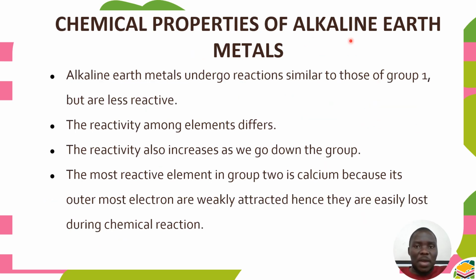Chemical properties of alkaline earth metals. Alkaline earth metals undergo reactions similar to group 1, but are less reactive. Their reactivity among elements differs as well. The reactivity also increases as we go down the group, with the same reasons.